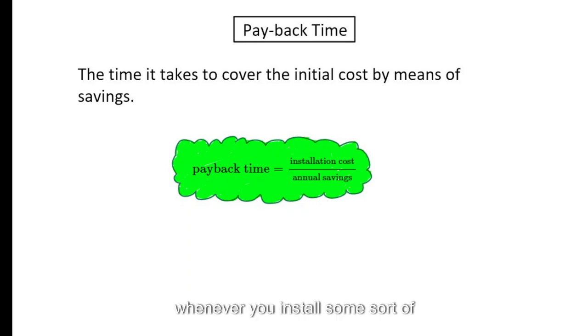Now, whenever you install some sort of insulation in a building, it costs you a certain amount of money. Now, we need to think, is it worth spending that much money up front? Because you're thinking, okay, how much money is it going to save me from the energy bills? So payback time is a way to quantify it, meaning to get a numerical value to see how effective this method is. Let's have a look at an example.